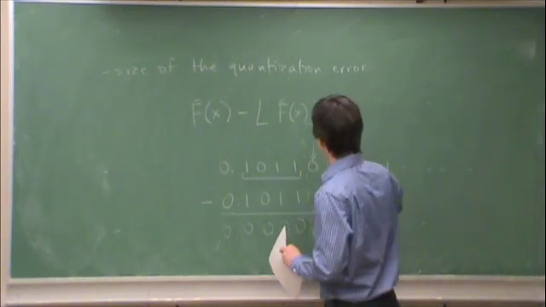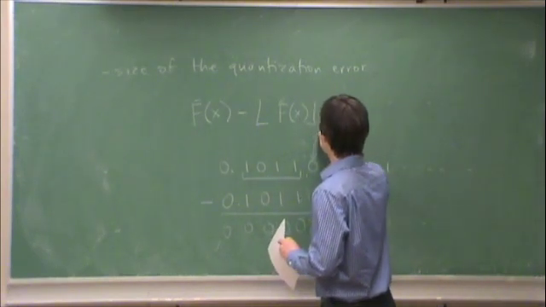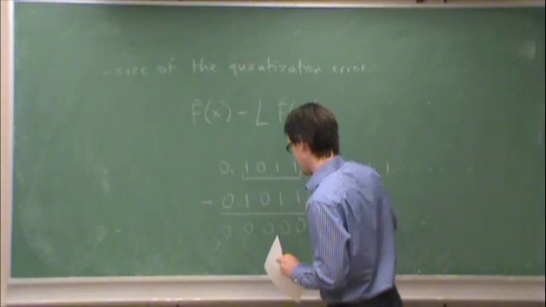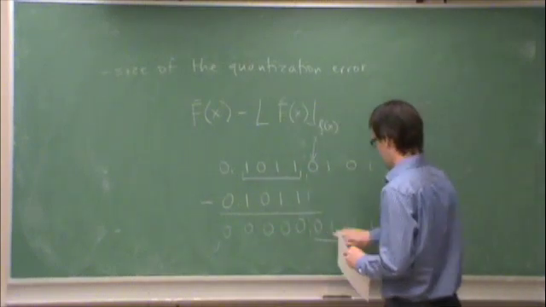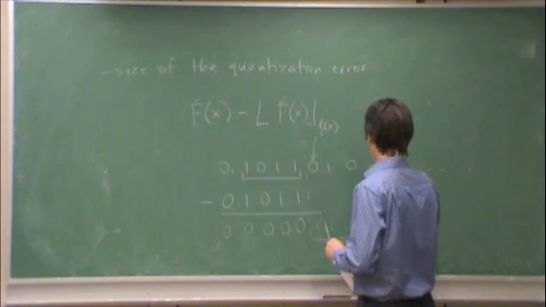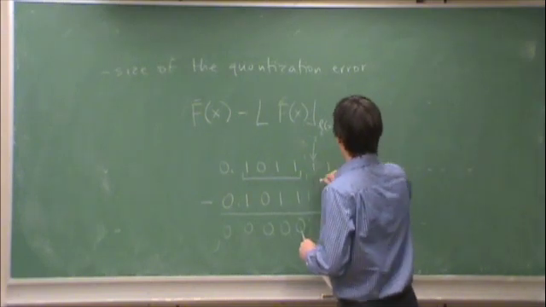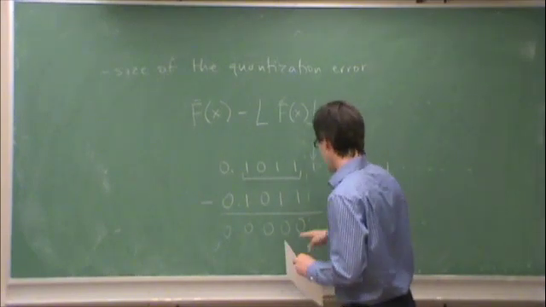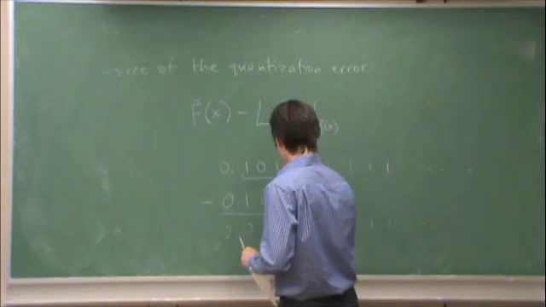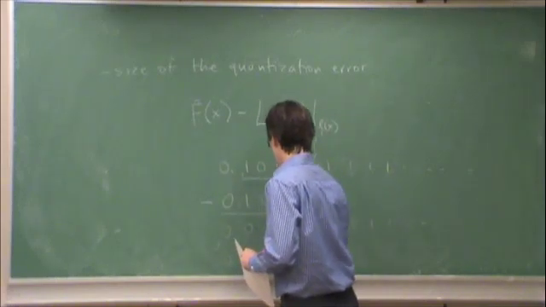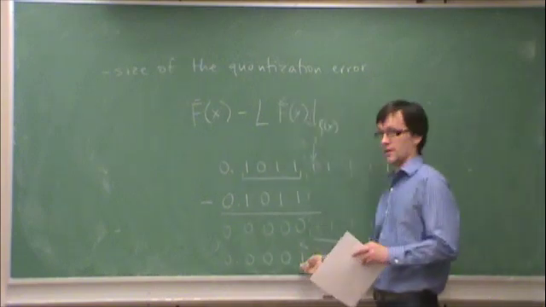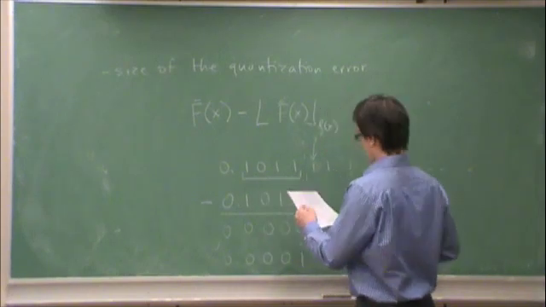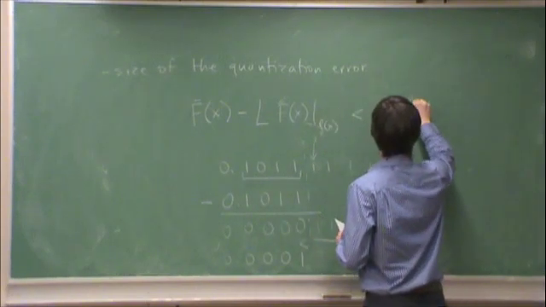This is the 2 to the minus 5 place, 2 to the minus 6, and so on. So what must be true is that the largest possible value for this error would be as if these were all 1s. So in any case, we can guarantee that the error is less than what it would be if the 2 to the minus 4 place contained a 1. So this error is less than 2 to the minus L of x.